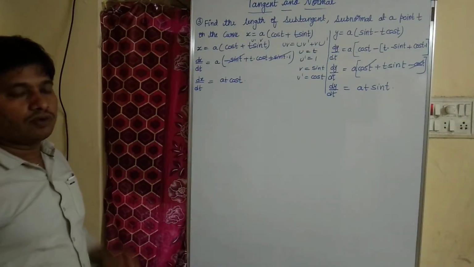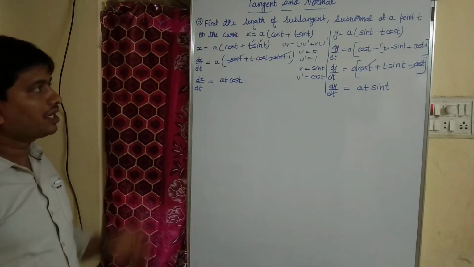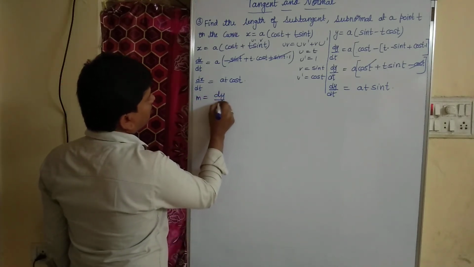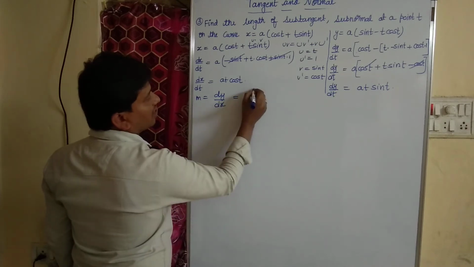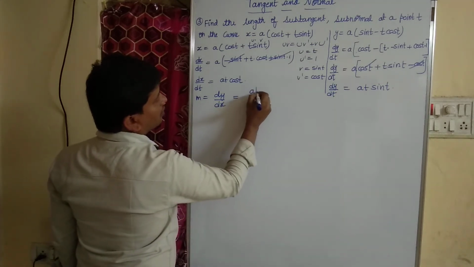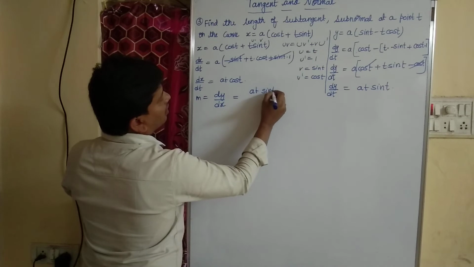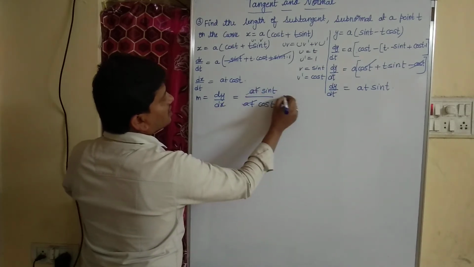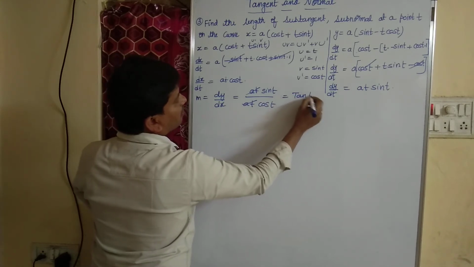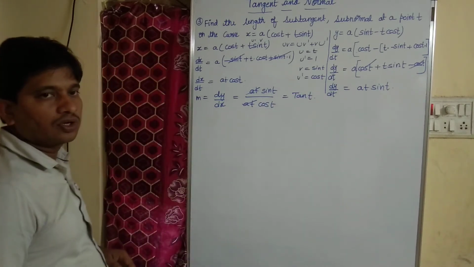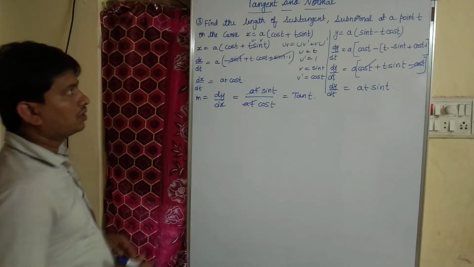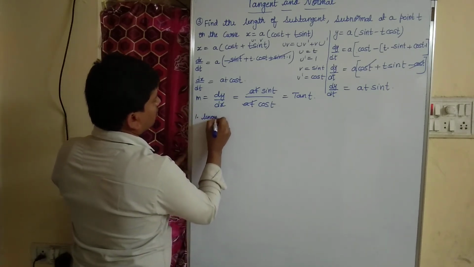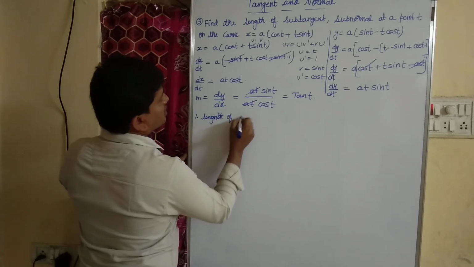Yes children, we found first of all dx by dt and then dy by dt. Now we have to find slope m equal to dy by dx, means dy by dt by dx by dt. a t cancels, sin t by cos t, which is nothing but tan t. Okay children, we got the slope. Now the first question is what? Length of subtangent.